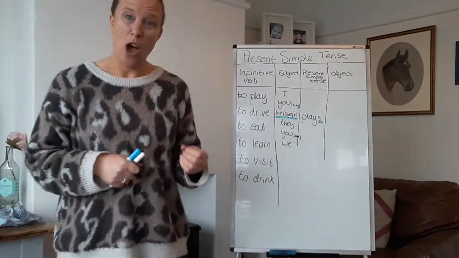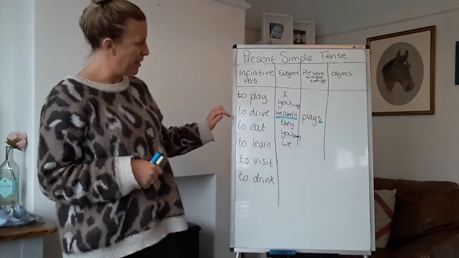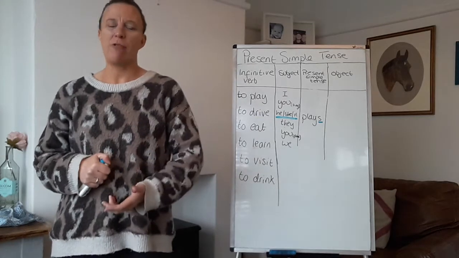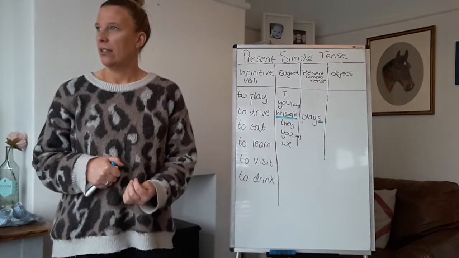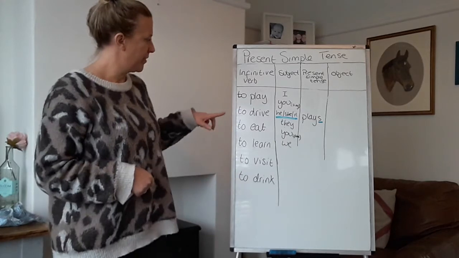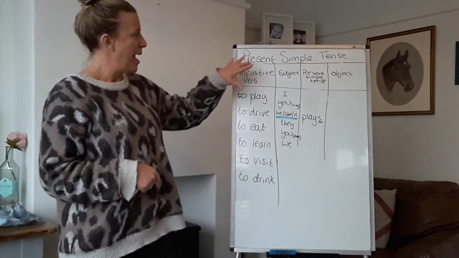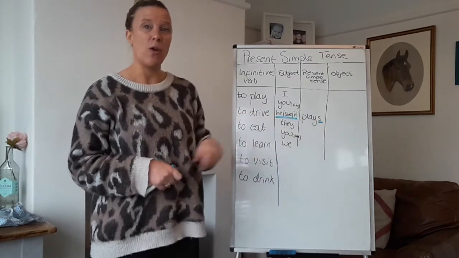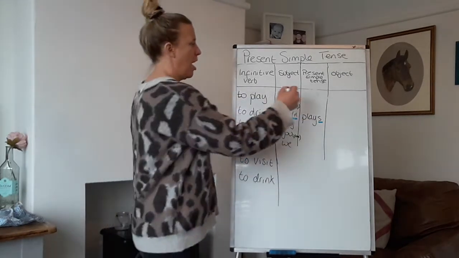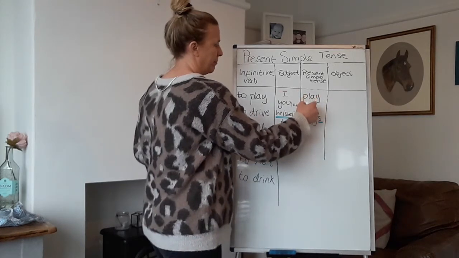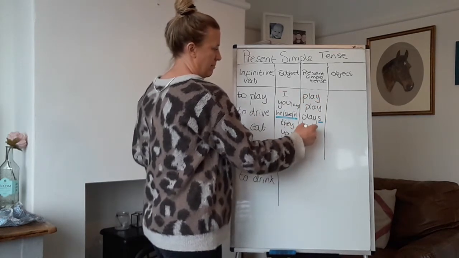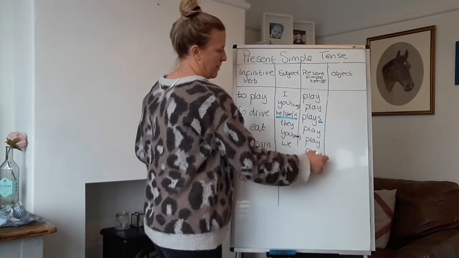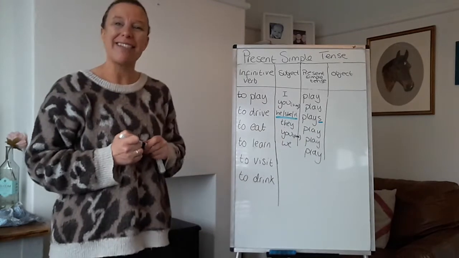Now most verbs, so here's our infinitive here: to play, to drive, to eat, to learn, to visit, to drink. And don't forget, you should be familiar with what a verb is by now. A verb is an action word or doing word. So our infinitive verb here, in the present simple, most of them we just add an s for he, she or it. So it stays the same. I play, you play. He, she, it plays, and we add that s.